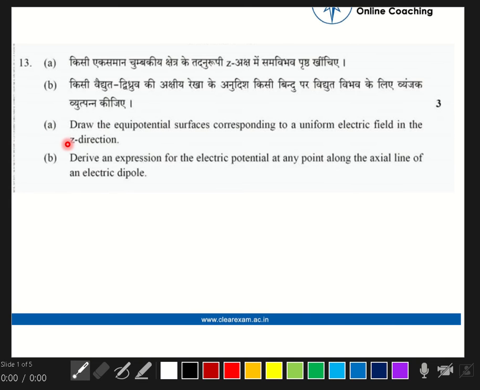Hello everyone, let's start with our 13th question, which has two parts, A and B. First one, A: Draw the equipotential surfaces corresponding to a uniform electric field in the Z direction. Okay.